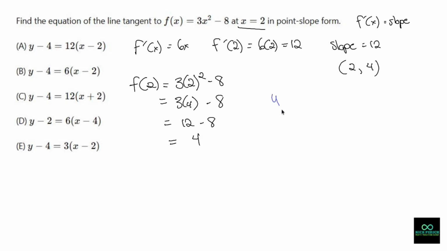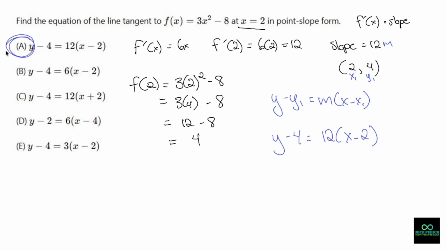So point slope form is y minus y sub 1 equals m times the quantity x minus x sub 1. You would be my m, you would be my x sub 1, you would be my y sub 1. So all I have to do is just plug stuff in. Y minus y sub 1 is y minus 4 equals m, which is 12, times the quantity x minus x sub 1, which is 2. And that's going to be A, baby.